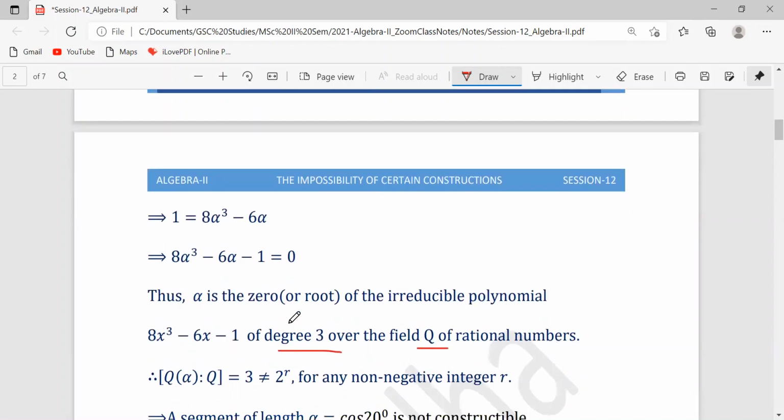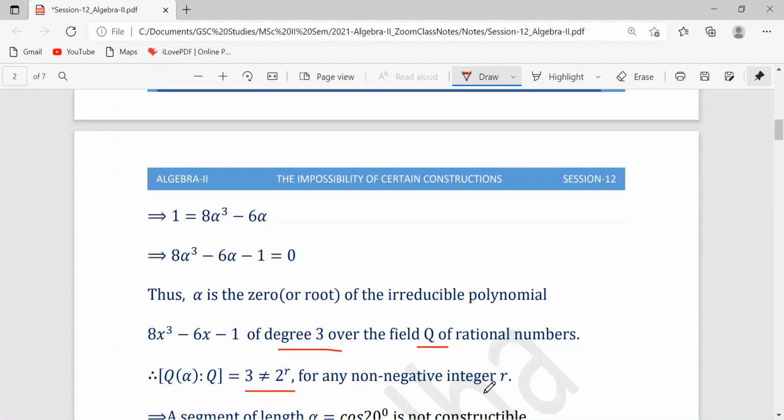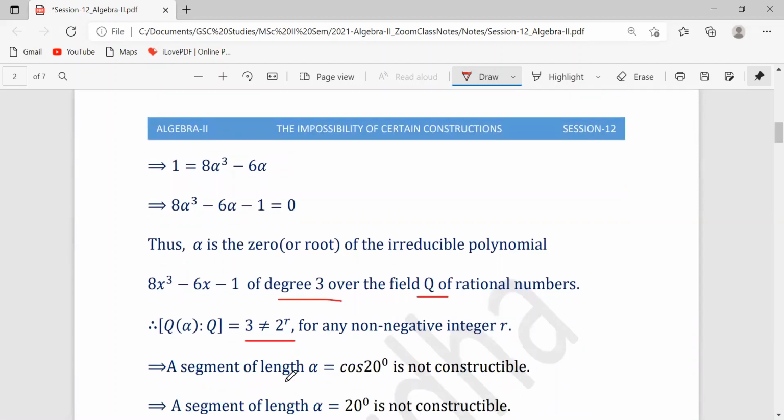Let us adjoin this alpha to the field Q and obtain Q of alpha. This Q of alpha over Q will have degree equal to 3, since alpha satisfies a cubic polynomial. And this 3 cannot be written as any power of 2, that is, it cannot be written as 2 power r for any non-negative integer r. Therefore, a line segment of length alpha equal to cos 20 is not constructible.